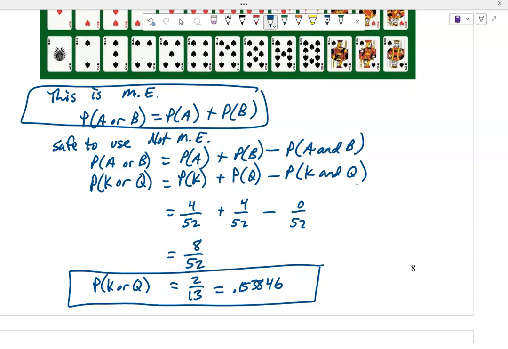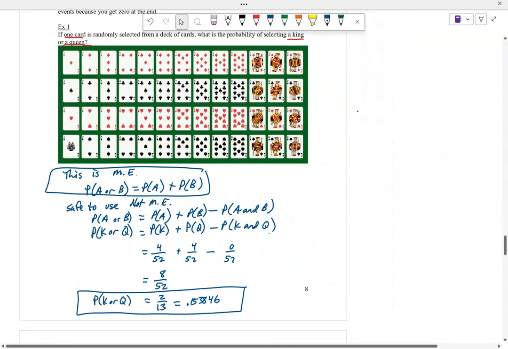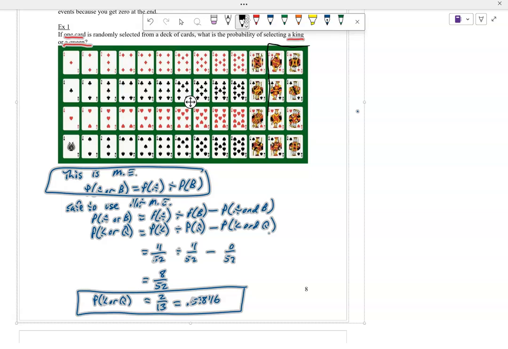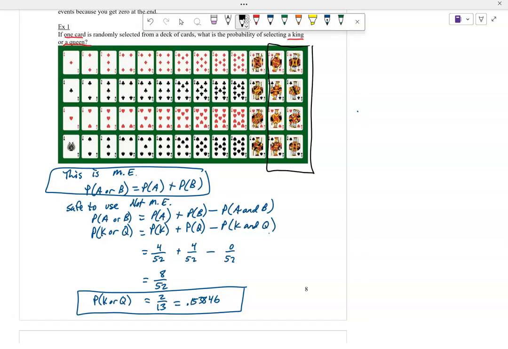Now this is pretty basic, like you probably could have got to that just by visualizing it, right? How many winners are there? There's 8 winners out of 52. You're just pulling one card out, right? This is a mutually exclusive event, so it's actually pretty straightforward being mutually exclusive.